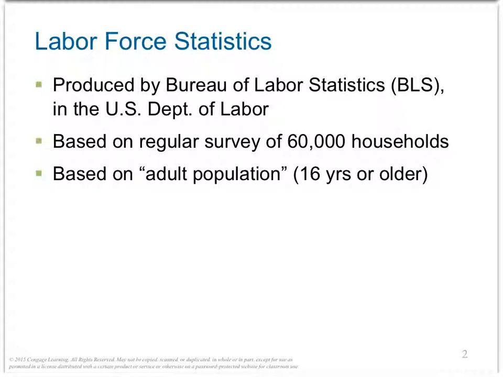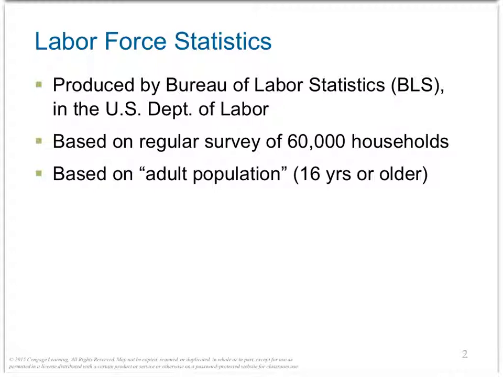So, measuring unemployment, it is the job of the Bureau of Labor Statistics, which is part of the Department of Labor. And every month, the BLS produces data on unemployment and on other aspects of the labor market, including types of unemployment, length of average work week, and the duration of unemployment. And where do these data come from? These data come from a regular survey of about 60,000 households called the Current Population Survey.